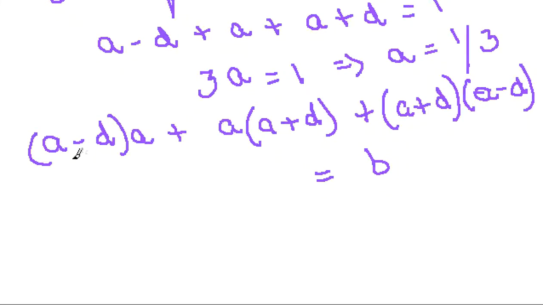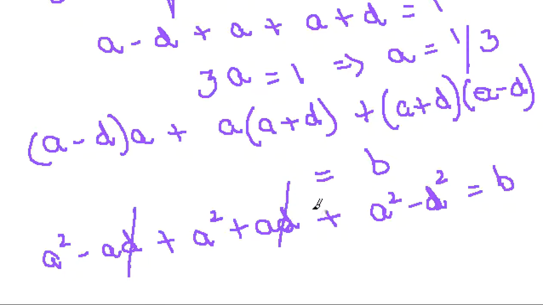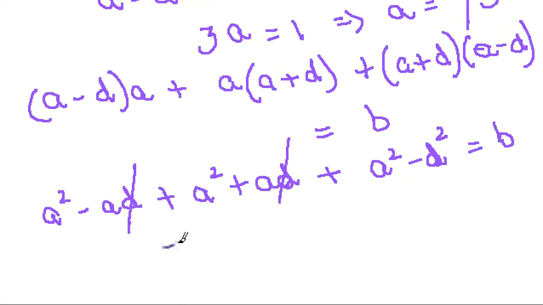Now if we open up the brackets, we get a square minus ad plus a square plus ad plus a plus d into a minus d, which is a square minus d square. This is the algebraic identity. This is equal to b. Now we can cancel this ad. So we get 3a square minus d square is equal to b.